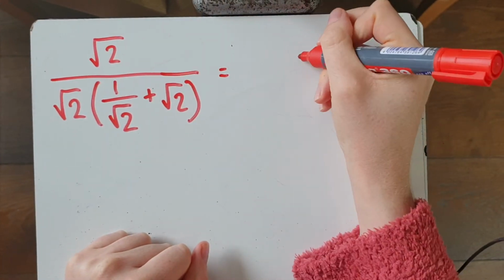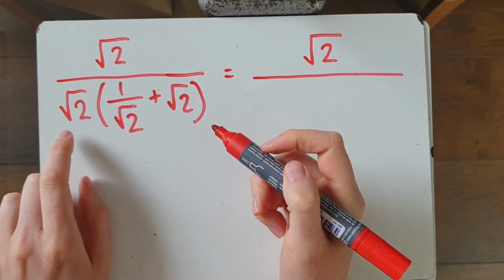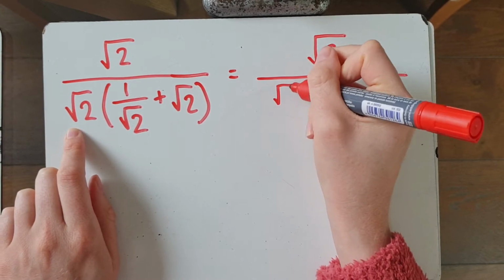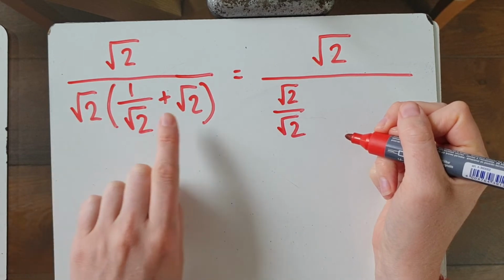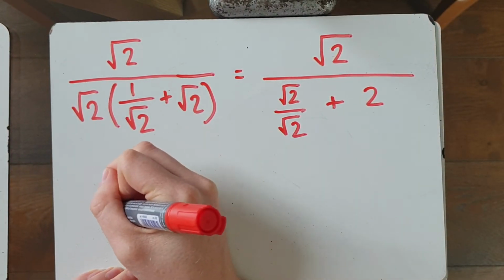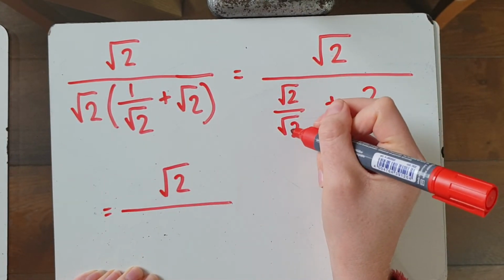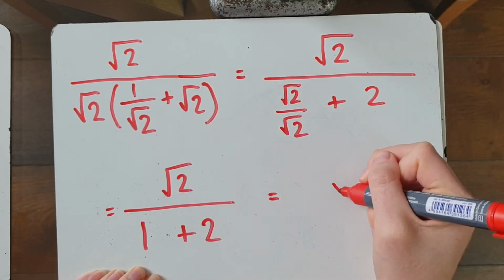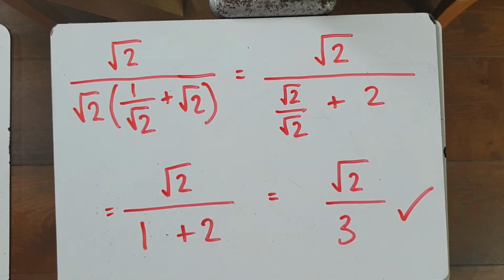The numerator stays the same, but I now want to multiply out this denominator. So root 2 times 1 over root 2 gives me root 2 over root 2, which is just 1. And then root 2 times root 2 is 2. So I've got root 2 over 1 plus 2, which gives me root 2 over 3, which was the answer that we were looking for.